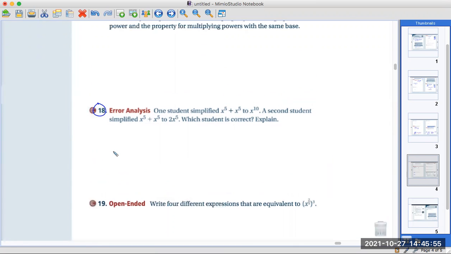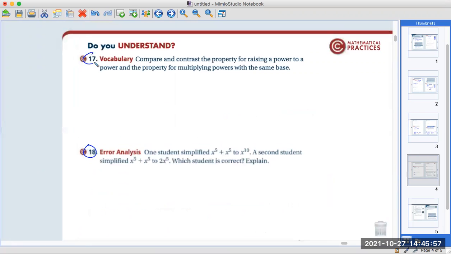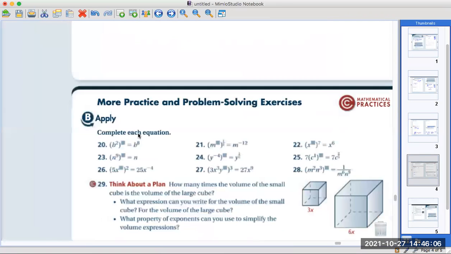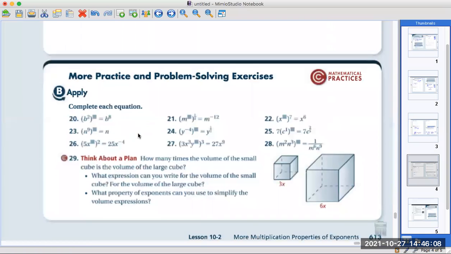And oh yeah, 18 is the error and 17 is just know how to understand the vocabulary. That's super important in math. If you know what the words mean or what the question means, half the battle. Here you have to fill in all those blanks again. B squared to what power is b to the 8? 2 times what is 8? I believe it's 4. 2 times 4 is 8. So you fill in the blanks for 20, 23, 26, 27, 22, 28, and also I'm giving you 29.